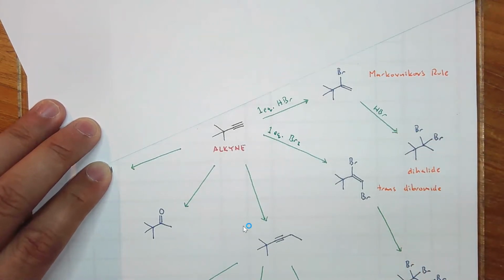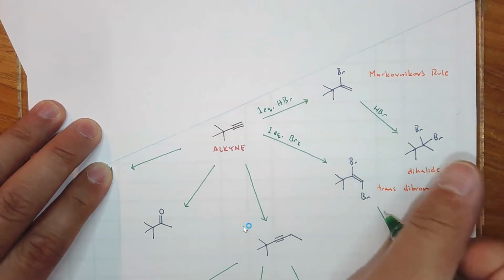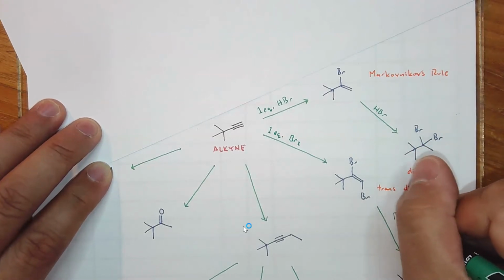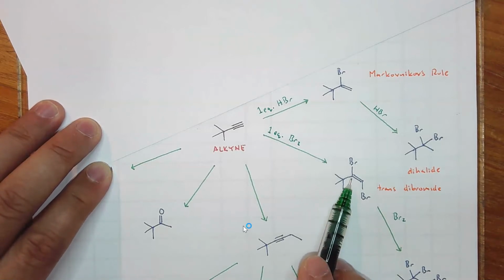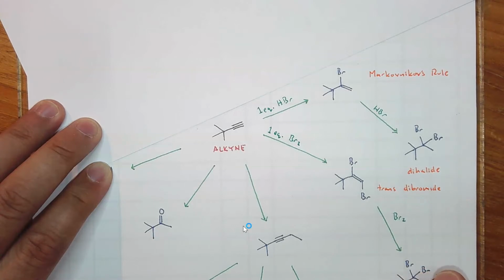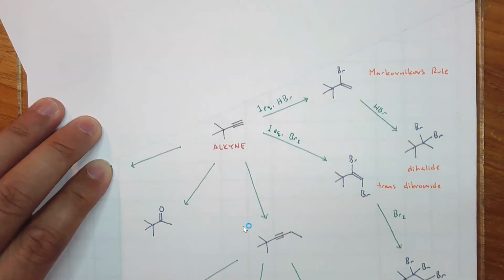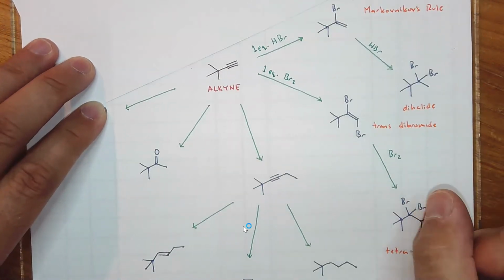If we add another equivalent of Br2, let me write it this way. Okay. We add a bromine on each of the carbons of the double bond, and we get a tetrabromide. Down here, tetrabromide.